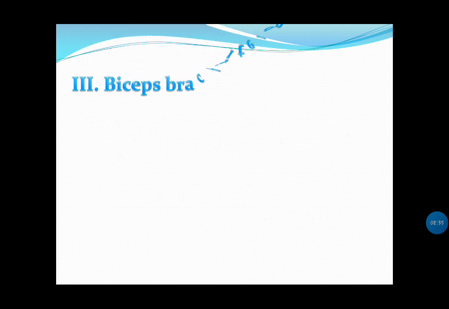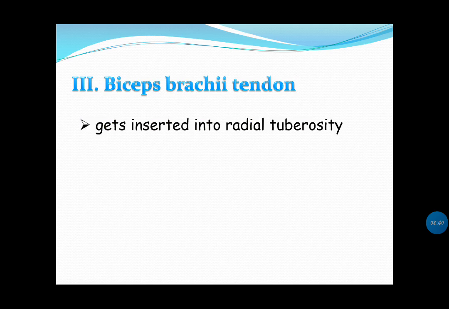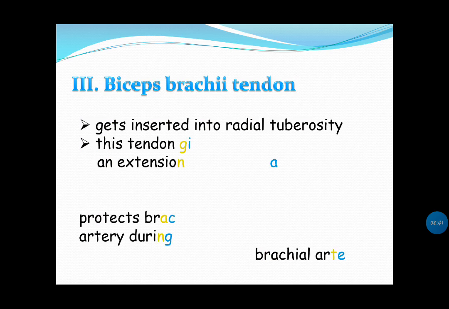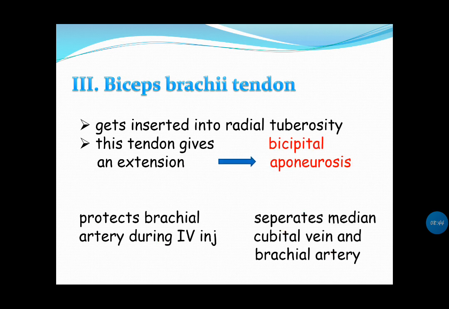So next let's see biceps brachii tendon. This tendon gets inserted into radial tuberosity, and this tendon gives an extension, and that extension is called bicipital aponeurosis. This bicipital aponeurosis separates the median cubital vein and the brachial artery. By this, it protects the brachial artery during intravenous injection.